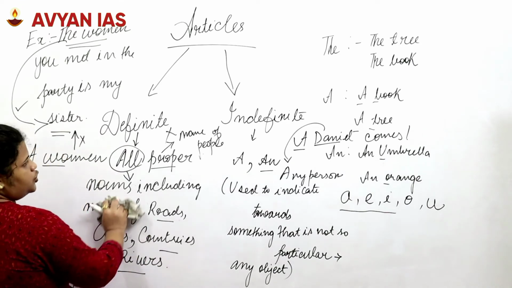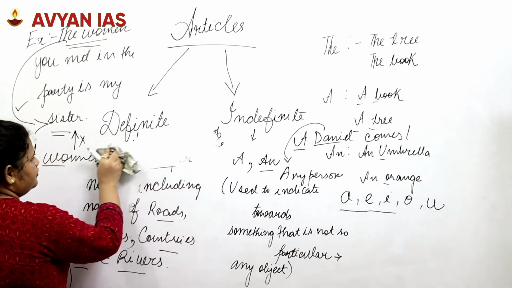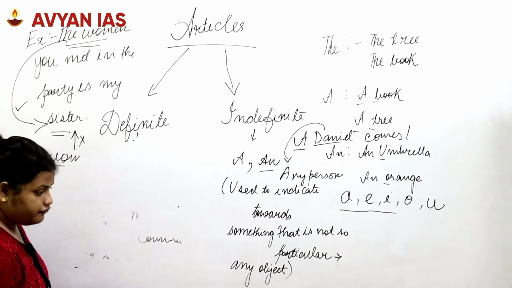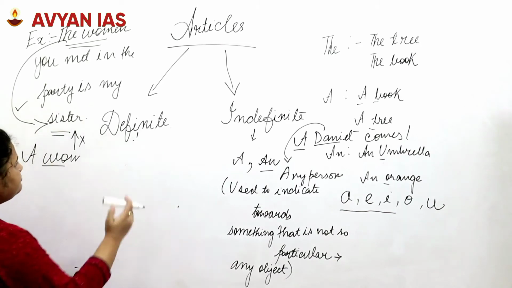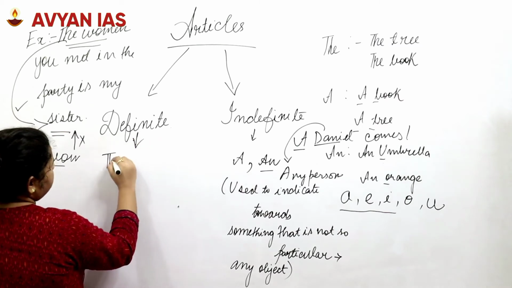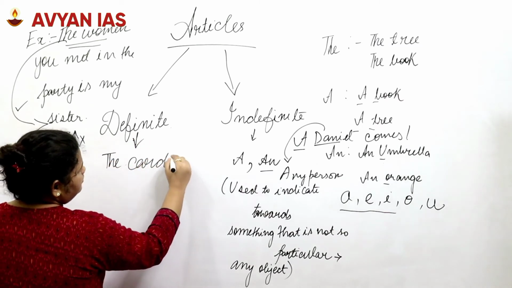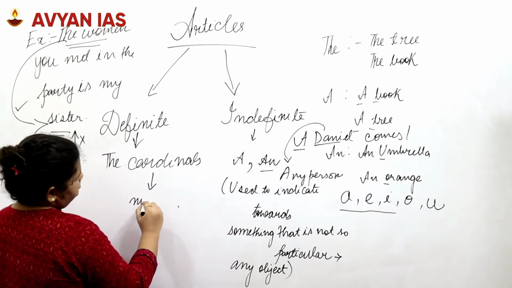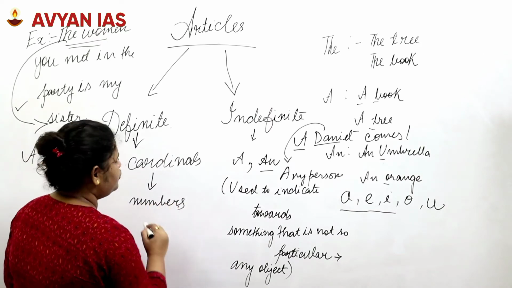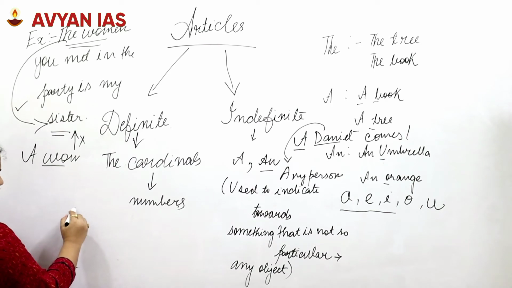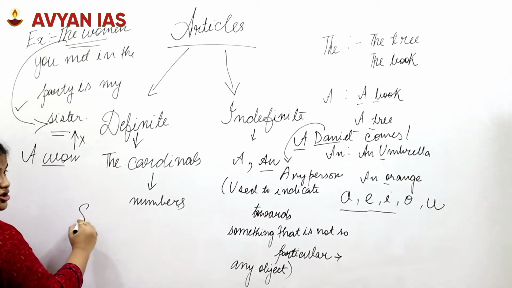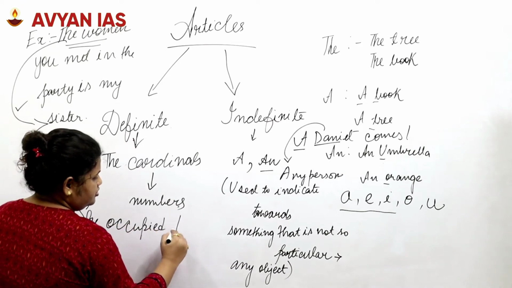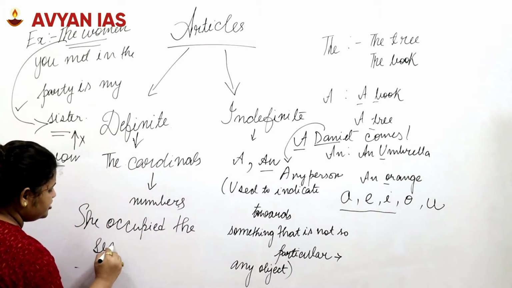The next usage of the would be for your cardinals. Now, what do we mean by the cardinals? The cardinals, as you might know, means numbers. So how will we use them in a sentence? For example, she occupied the second position.